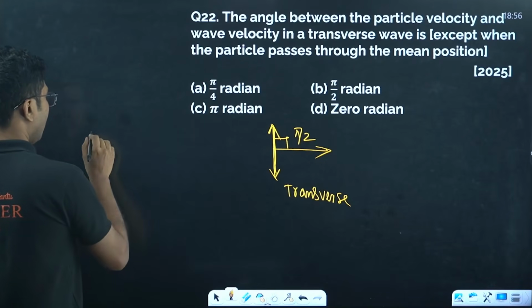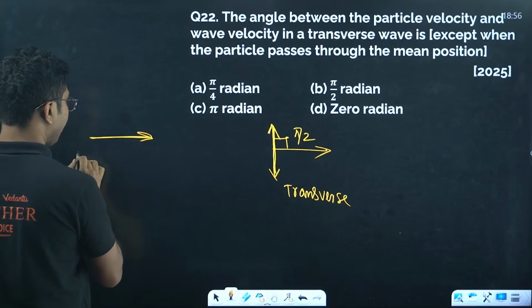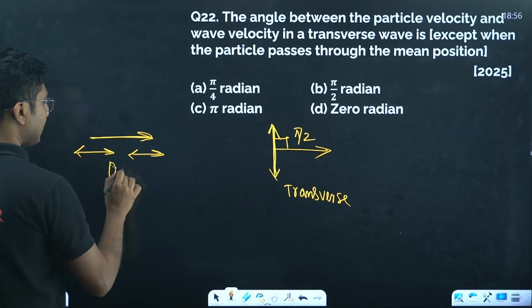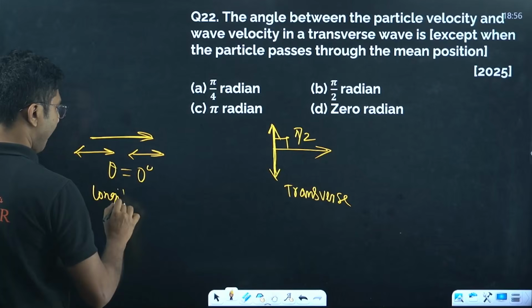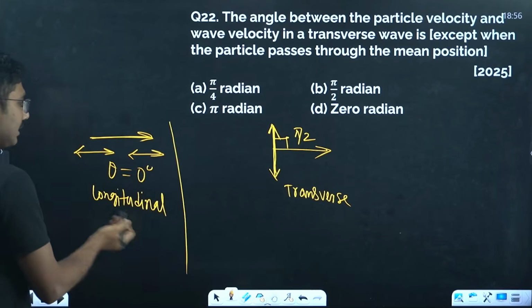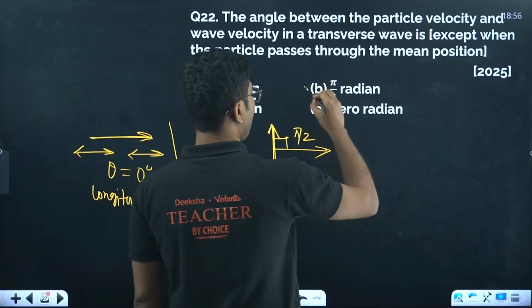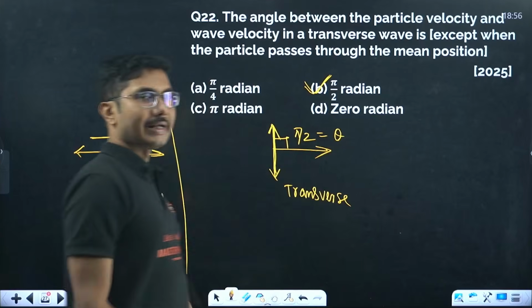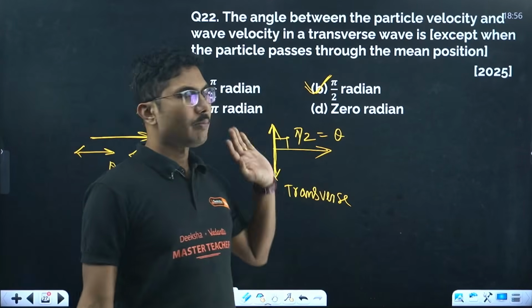For longitudinal, where the wave is propagating, the particle vibrates in the parallel direction. In this case the angle is 0 degrees. For a transverse wave it is pi by 2 or 90 degrees. So theta is pi by 2 or 90 degrees for transverse, and for longitudinal theta is 0 degrees. So here the answer is pi by 2 radian.